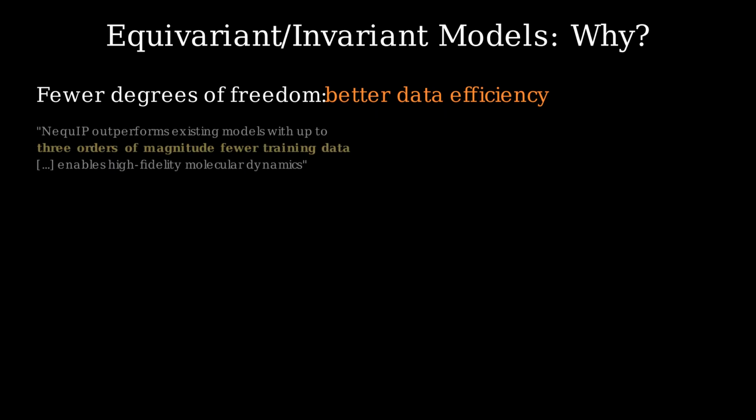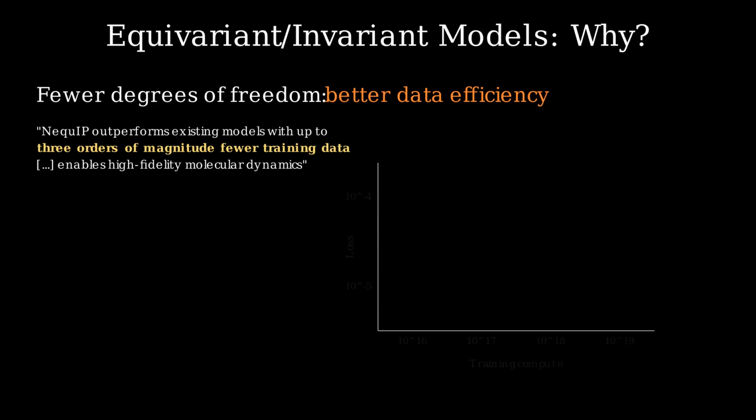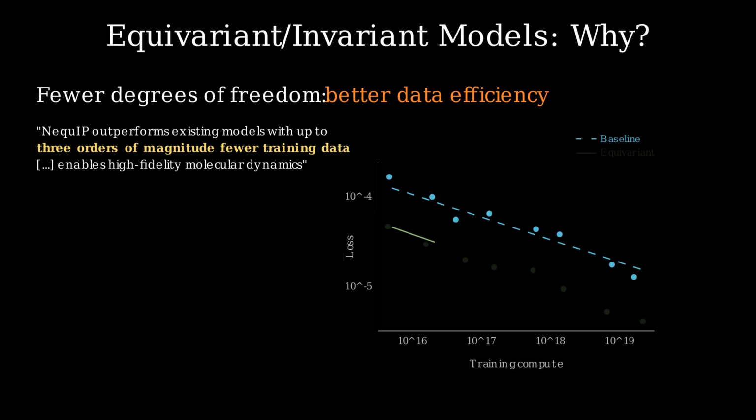The paper by Batzner and colleagues, Nature Communications 2022, demonstrated this dramatically. Their equivariant model outperforms existing baselines with up to 3 orders of magnitude fewer training data points. This log-log plot from Bremer and colleagues, 2025, shows it clearly. The x-axis is training compute, the y-axis is prediction loss. The green equivariant line sits consistently below the blue-dashed baseline, lower error with far less data.